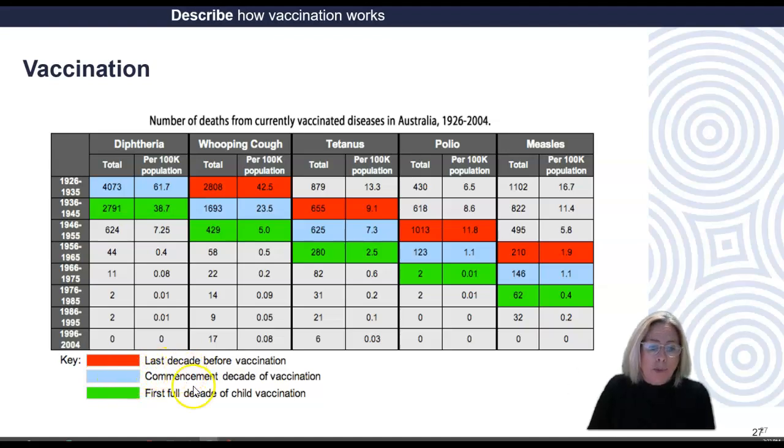Now, look at this in pale blue, which is the commencement decade of vaccination. You can see that really big drop, okay? And then in the first full decade of child vaccination, we're getting an even greater drop in the number of deaths. That's out to 1955 in that situation, and then gradually dropping off and pretty much staying stable. Although I will add here that there has been a little bit of an upsurge in whooping cough, but that can be sorted by just getting a booster.